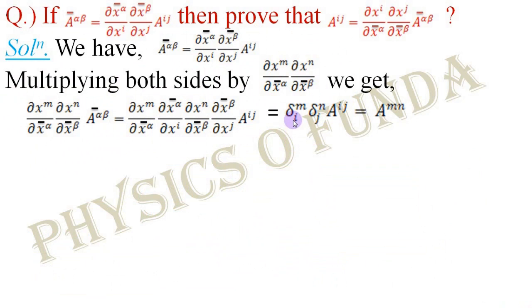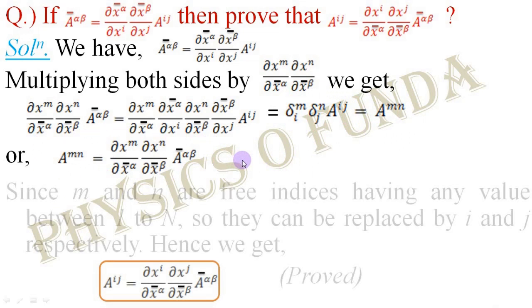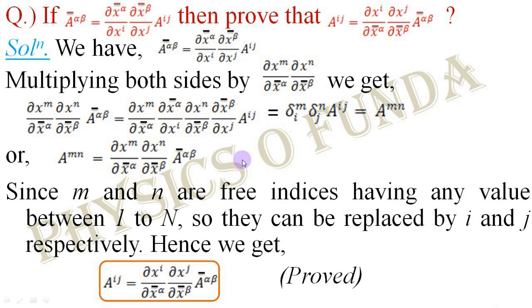Now, if i becomes m, then only the first Kronecker delta function gives value 1. For all other values of i, the first Kronecker delta function gives 0. Similarly, the second Kronecker delta becomes 1 when j is equal to n. For all other values of j, this becomes 0. Considering this fact, we can write finally this term as A^mn. Now, m and n are the free indices, so they can be any value between 1 to n. As these are free indices, they can be replaced by other free indices i and j. If we do so, finally we get the desired result.